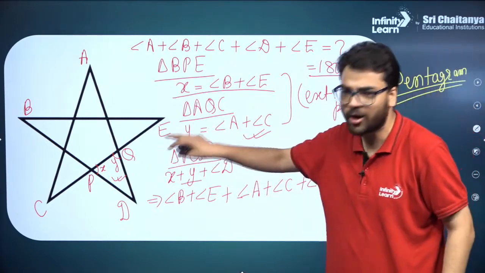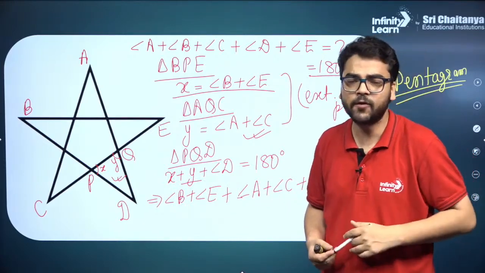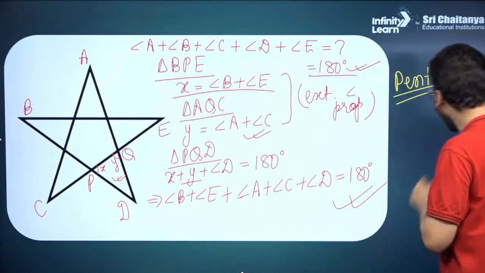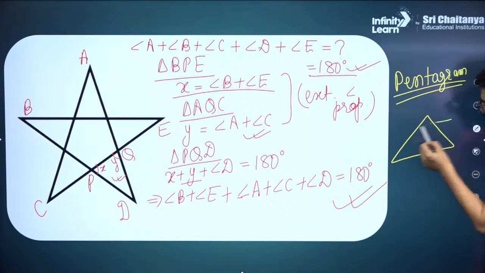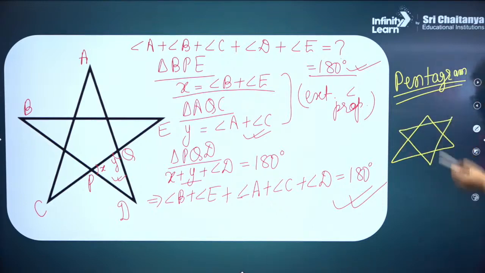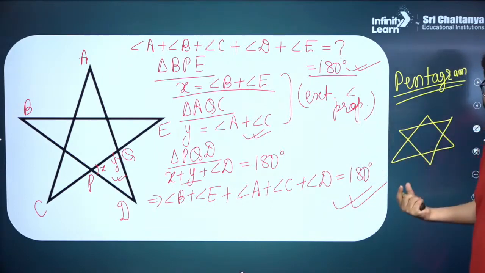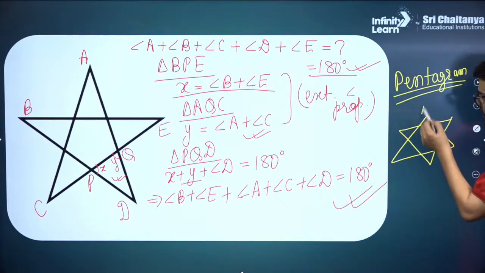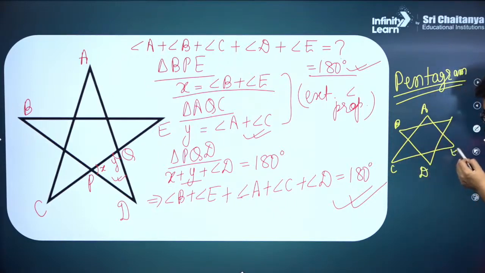And this figure is called a pentagram. These are not two triangles over here. If you are saying 360 degrees, then for that you have got a different figure. If you are making two triangles like this, one triangle like this and the other triangle like this, then this figure is not like that figure. These two figures are different from each other. Over here, if I am asking what is A plus B plus C plus D plus E plus F, then you can say that it will be 360.